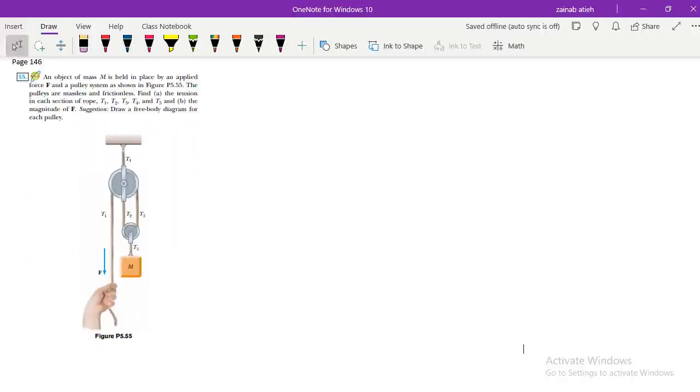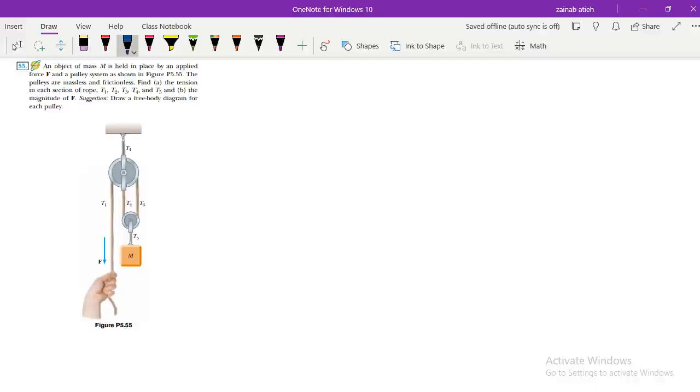An object of mass M is held in place by an applied force F and a pulley system as shown in figure P55.5. The pulleys are massless and frictionless. So our pulleys are massless. Find the tension in each section of the rope, T1, T2, T3, T4 and T5, and the magnitude of F, which is the force being applied to the system, which is holding M. So F is holding M.